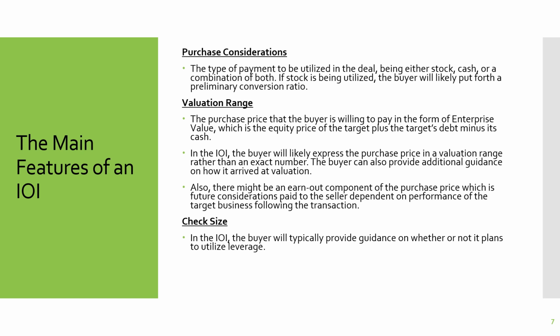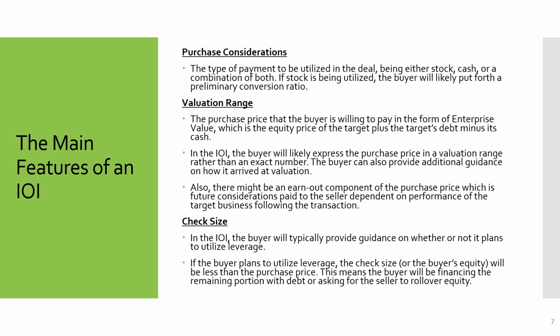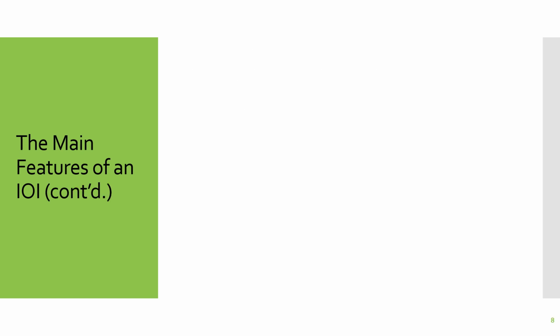Check size. In the IOI, the buyer will typically provide guidance on whether or not it plans to utilize leverage. If the buyer plans to utilize leverage, the check size, or the buyer's equity, will be less than the purchase price. This means the buyer will be financing the remaining portion with debt or asking the seller to roll over equity. Main features of an IOI continued.